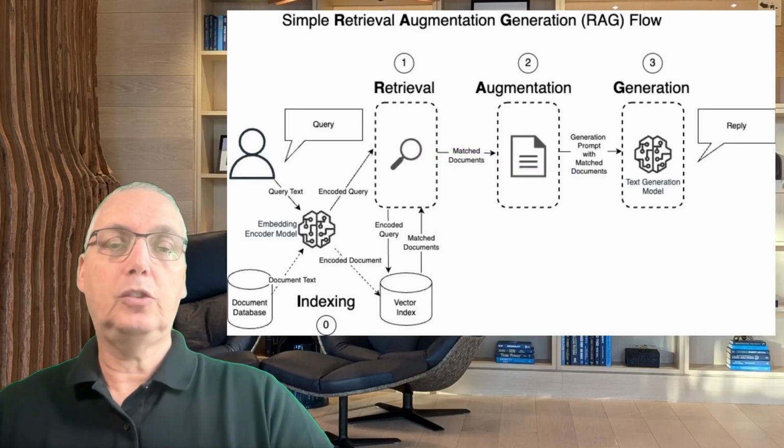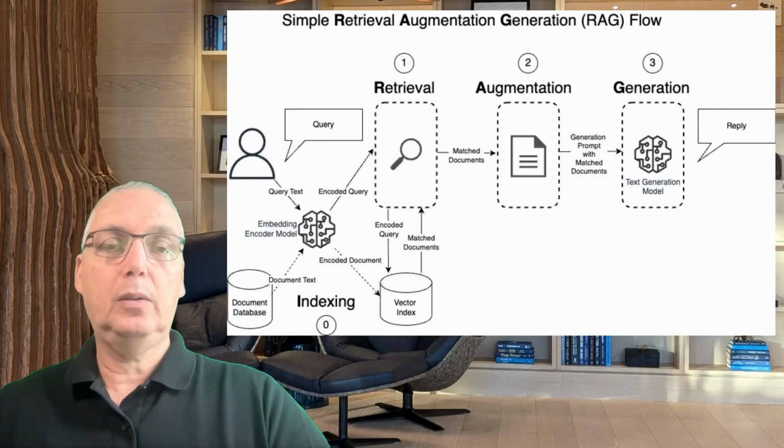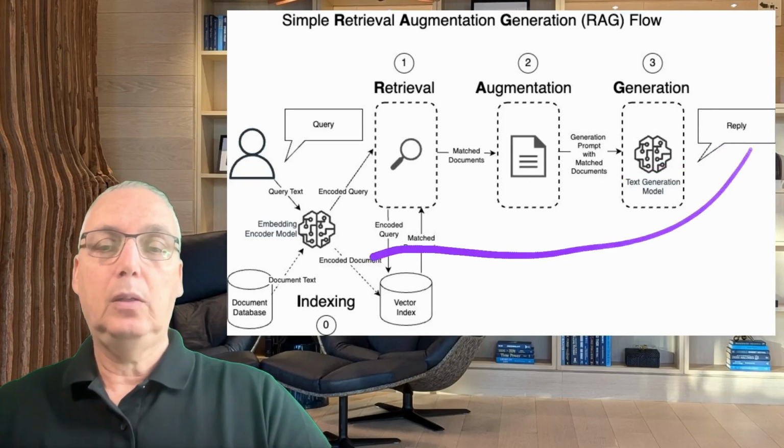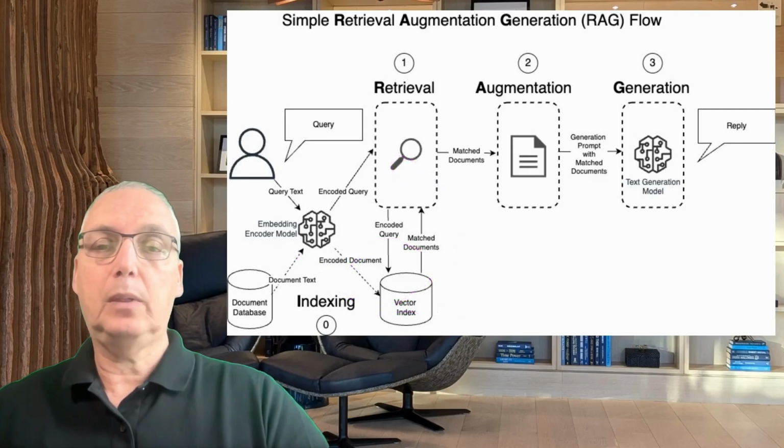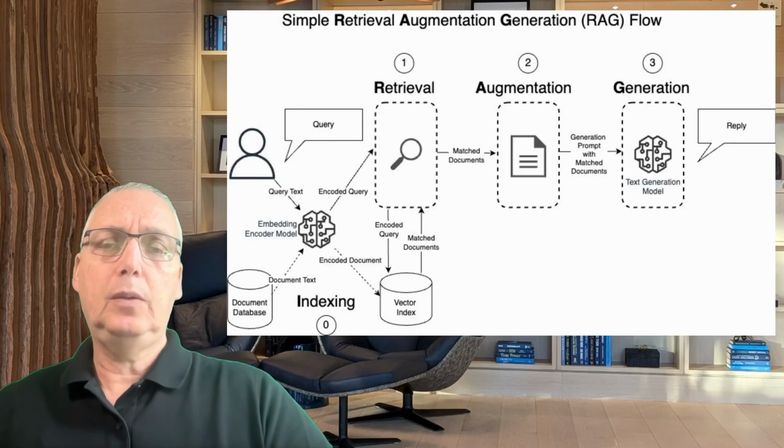And then we call the generation part. The LLM model will take the prompt and the content of the retrieved documents and will generate the reply. So this is the RAG flow. There is a preliminary step where we index the documents. So we get a set of documents, we encode them, put them in the vector database, and there the retrieval can happen. So this is the flow.